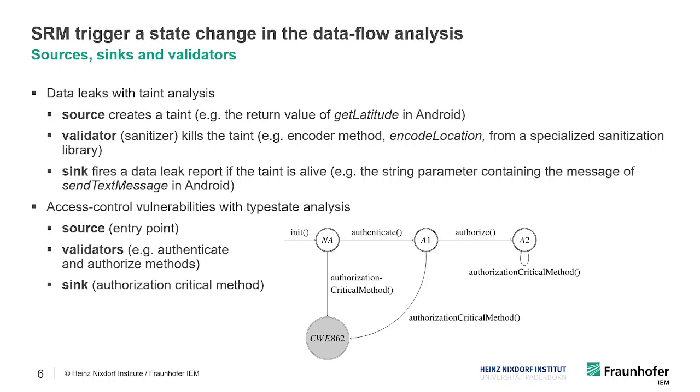So these were two examples of security vulnerabilities. One was the data leak issues that we have seen with FlowDroid, and then one was with access control vulnerabilities where we use type state analysis. Now we are going to see further examples.